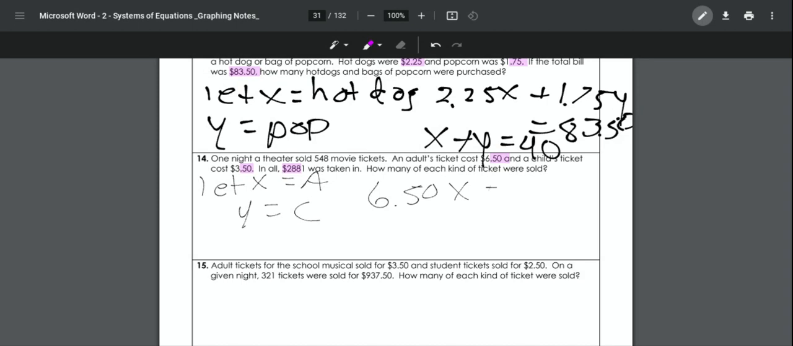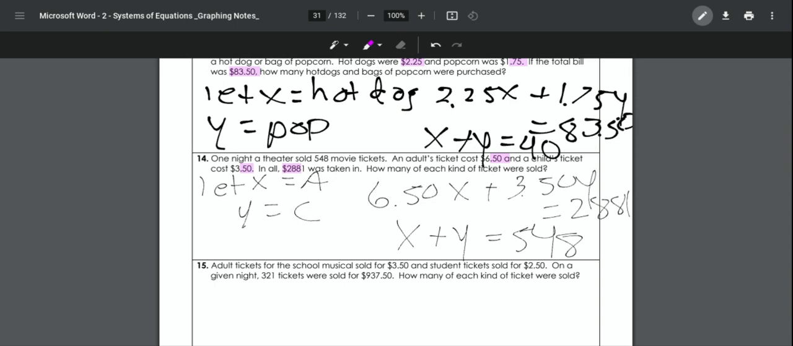So my equation would be 650X plus 350Y equals 2,881. Okay, that's my money plus money equals money equation. My other equation, the more basic, has to do with the total amount. They sold 548 movie tickets. So that means that if I add X and Y, I should get 548. Again, you would solve it, multiply, or use substitution.